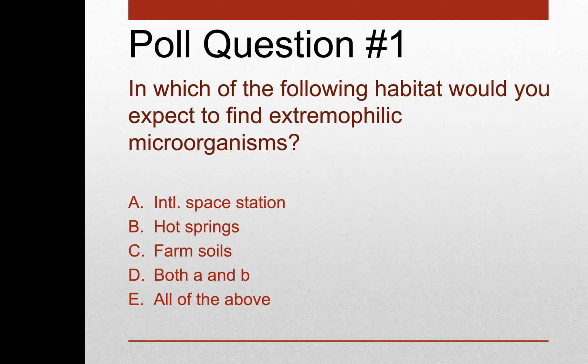Because spaceships can't carry the lead shielding that would be necessary to protect against the gamma radiation, because it's so heavy to get off the Earth's planet. So the space station actually has quite an extreme environment, but it's usually very cold, high UV. Hot springs, of course, very hot. So some of you put E though. Why would farm soils have extreme microbes? What was somebody who put E thinking in terms of that?